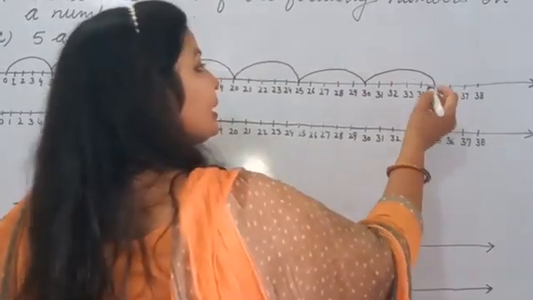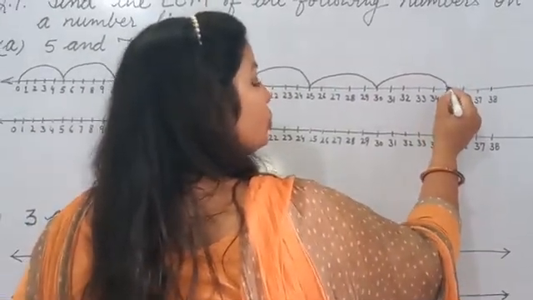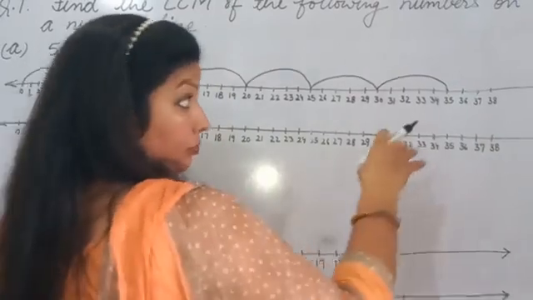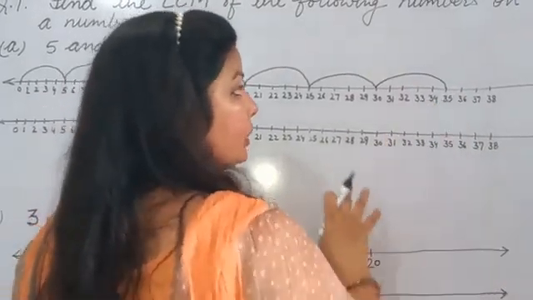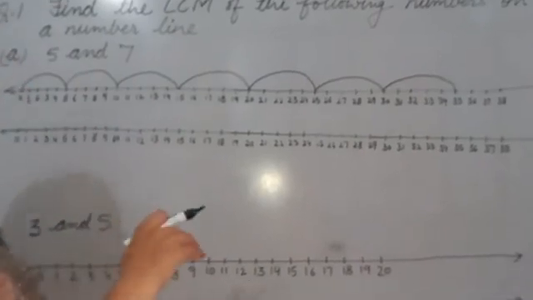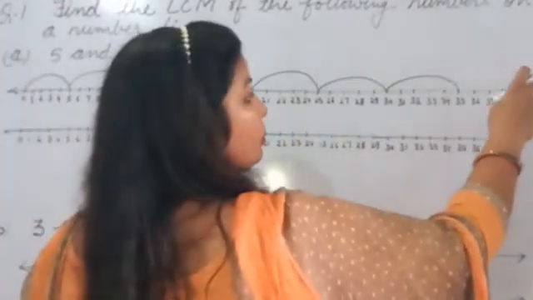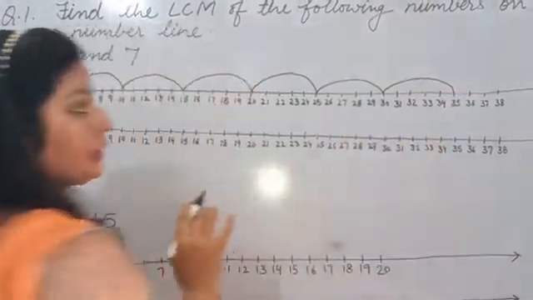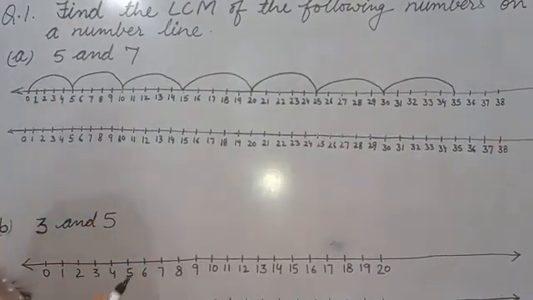So till here we can get the common. So no need to go more. We will finish on 35 because till 35 we will get the common. Okay. If you want to take more, you can take more also. But we will finish here because till 35 we will get the common.